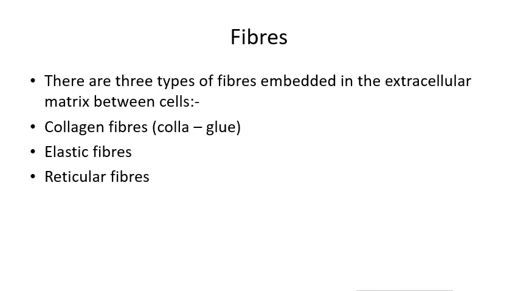So there are three types of fibers embedded in the extracellular matrix between cells. We have collagen fibers, elastic fibers, and reticular fibers. With the collagen, the "colla" means glue, which gives you a really good idea of what collagen fibers do: to hold and to bind the tissues together. Glue. Fibers.